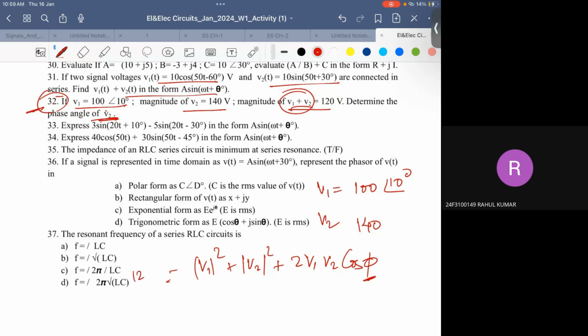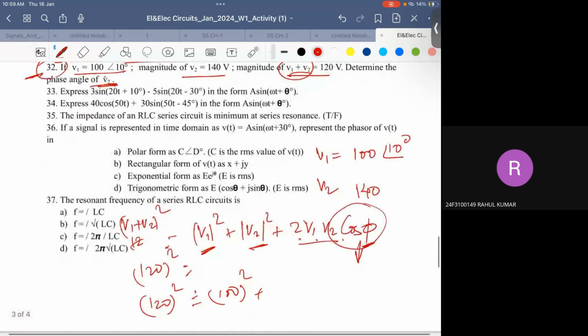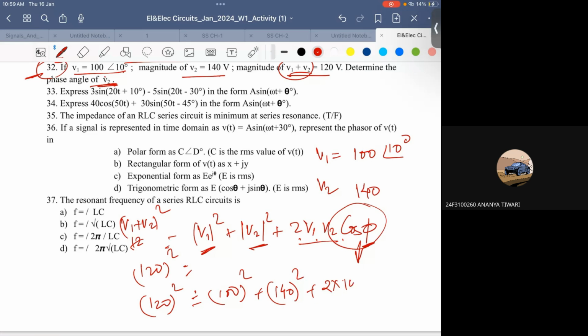Correct. And this will be what? V1 plus V2 whole square. So this will be 120 whole square, and then you have the magnitude of V1 already, the magnitude of V2 already, then 2 times V1 V2 cos phi. This cos phi will give you the phase. Correct. So 120 whole square. What is the value of V1 whole square? V1 is 100, whole square. Then V2 is what? 140. Then 2 times V1, 100, into 140 into cos phi. You can calculate the phi, right?